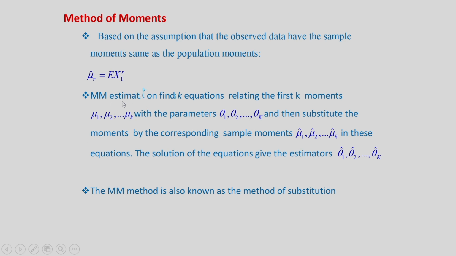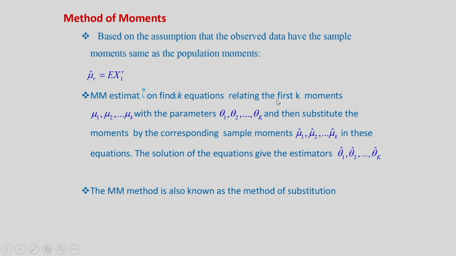Now, estimation finds k equations relating the first k moments mu 1, mu 2 up to mu k with the parameters theta 1, theta 2 up to theta k. Then it substitutes these moments by the corresponding sample moments mu 1 hat, mu 2 hat up to mu k hat. Then we find the solution of the equations. The solution of these equations gives the estimators theta 1 hat, theta 2 hat up to theta k hat. So, this is the principle.